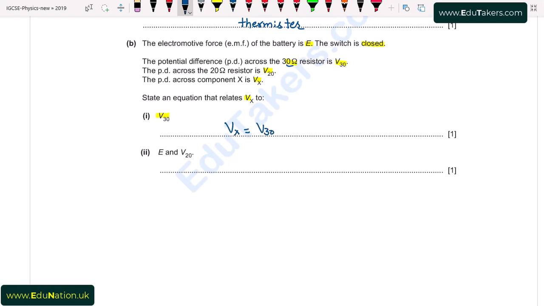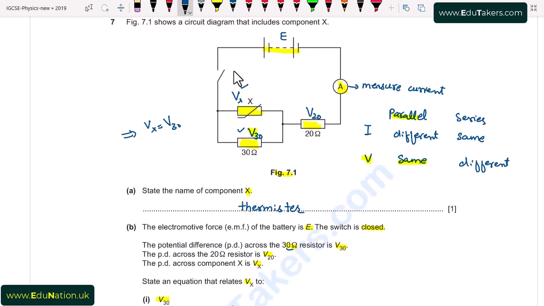Now we have to relate the Vx with E and V20. So here is figure 7.1. In this figure, this parallel combination of X and the 30 ohm resistor is in series with the 20 ohm resistance and the battery of EMF E. So when I combine this parallel combination, I suppose that it is the output, and this is in series with V20. I let that it is equal to Vx, and this is again in series combination with the battery.